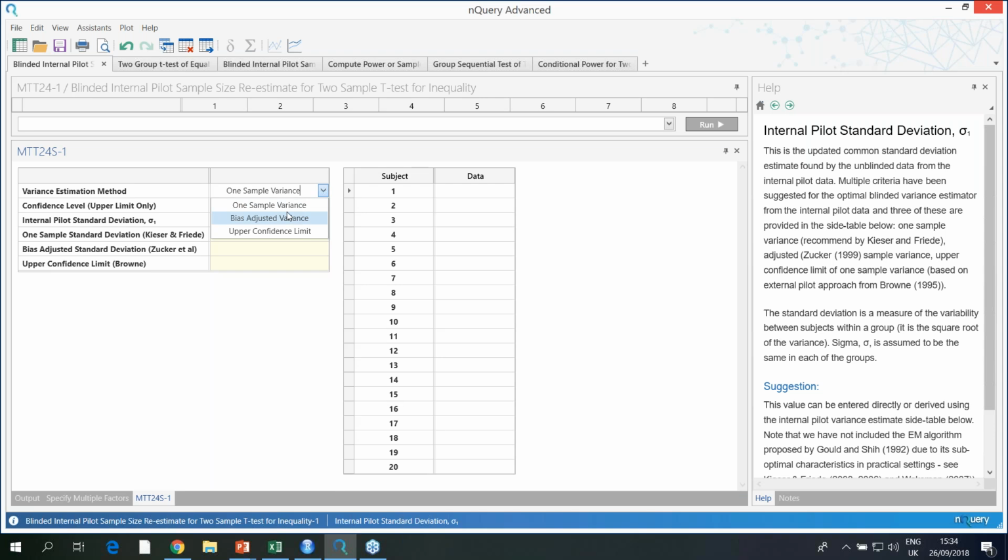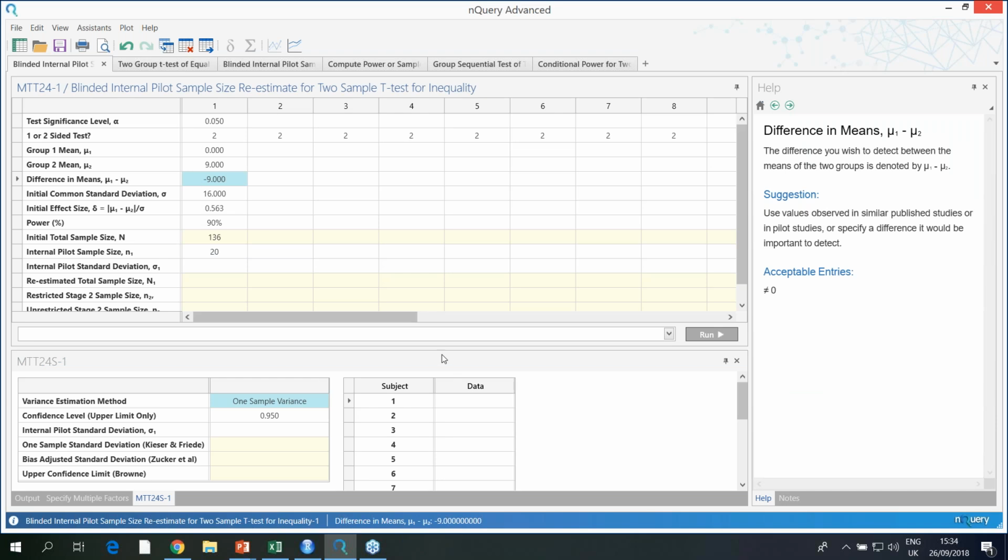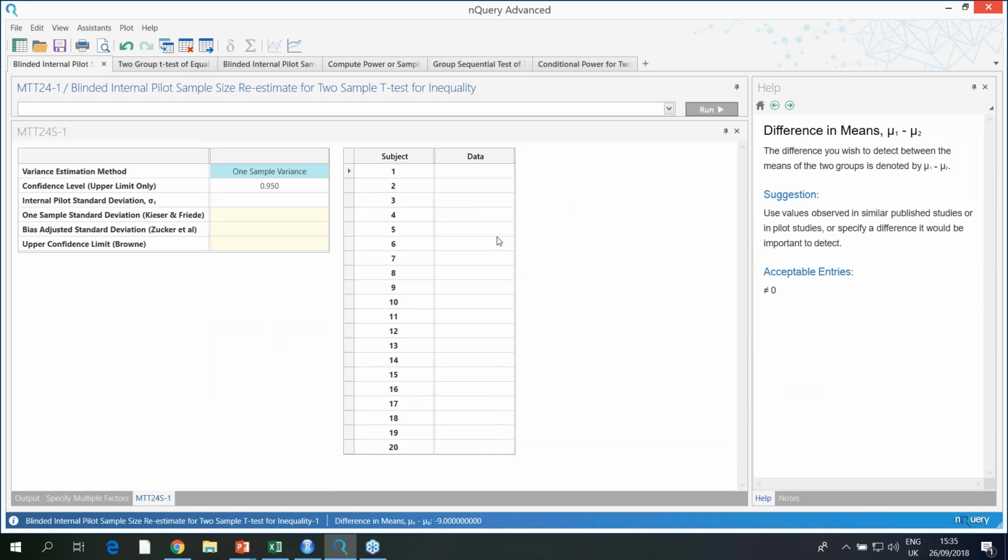But if you want to look at other alternatives, there's the bias adjusted variance by Zucker. You can actually derive fairly easily the expected bias for the common within group standard deviation, or common within group variance, given a fixed effect size. What Zucker does is assume the effect size is actually the effect size that you set up here, so the difference is equal to 9, and then calculate the total variance minus that bias term due to that effect size, if that effect size is the true effect size.